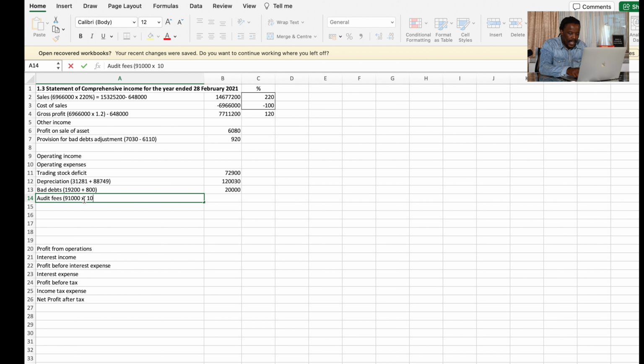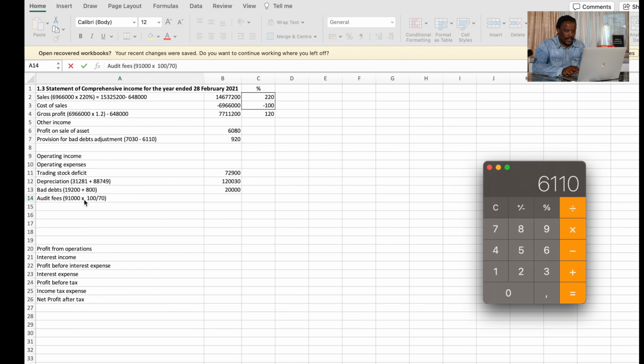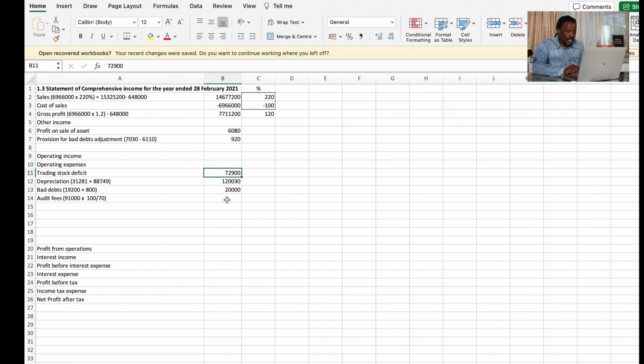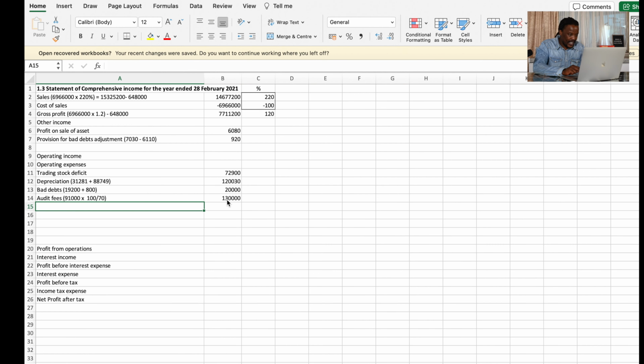Represent 70%, times 100, divide by 70. Audit fees 91,000 times 100 divide by 70 equals 130,000. The total is 130,000, because now that amount of 91,000 represents 70%. Let's add another 30% so that everything is 100%, maintained at 100% for 130,000.